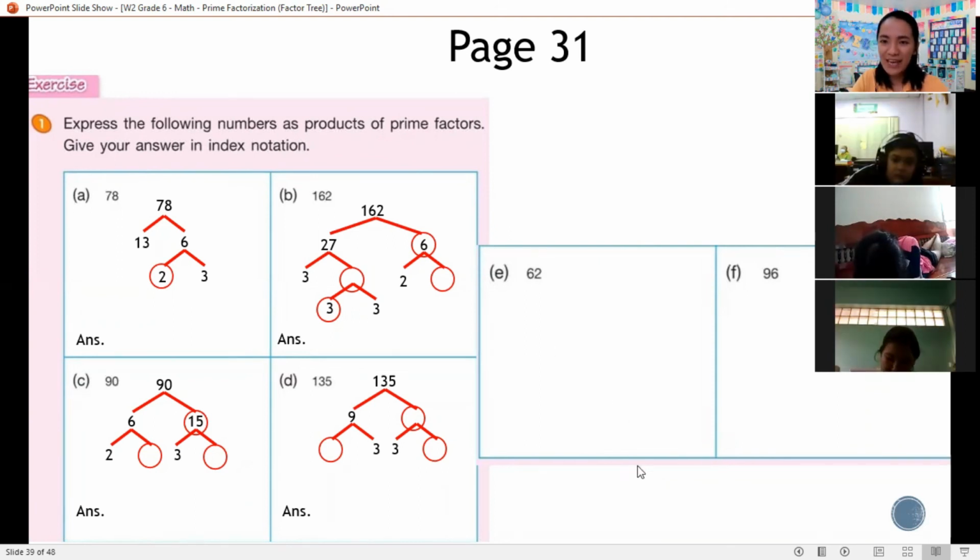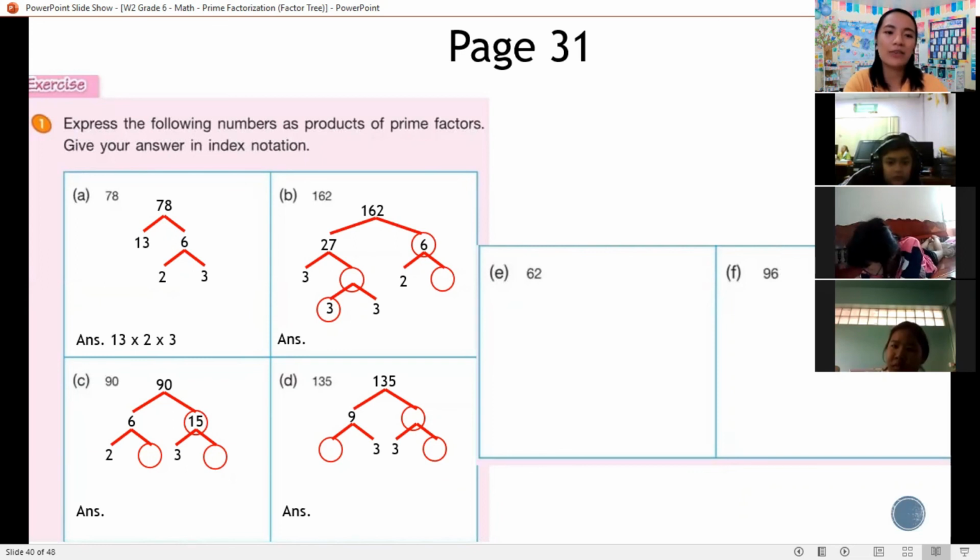Let's go to E and F. This is your time to write your own answer. You follow what we did a while ago, okay? Use a factor tree diagram. Write your answers in index notation if you can. So, E and F. Now let's answer letter A.